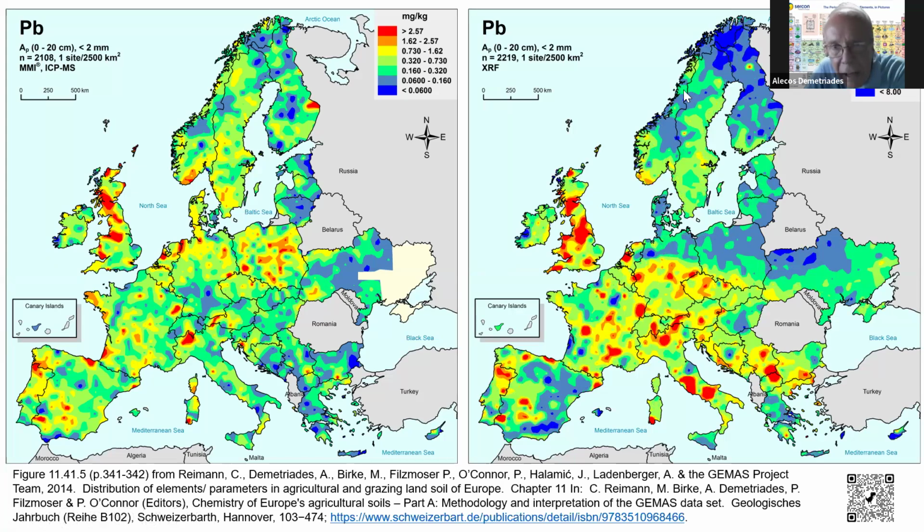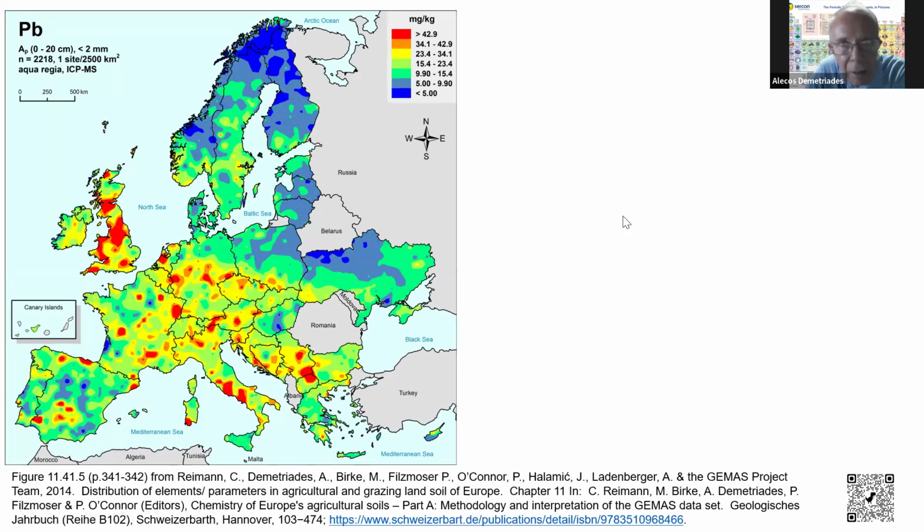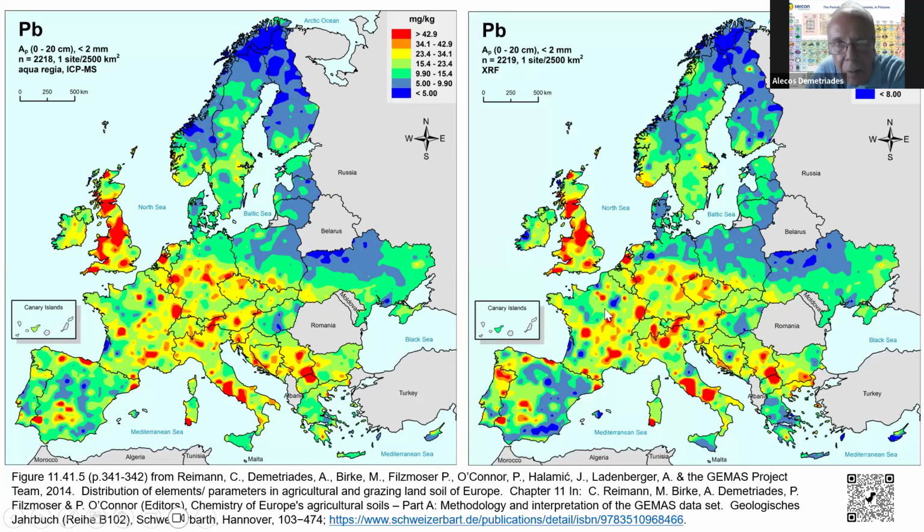Now, this is the XRF, again, comparing with the MMI. Again, you can see differences. And here we have the aqua regia on the left-hand side this time with the XRF. And I just marked the differences so you can see them, okay?